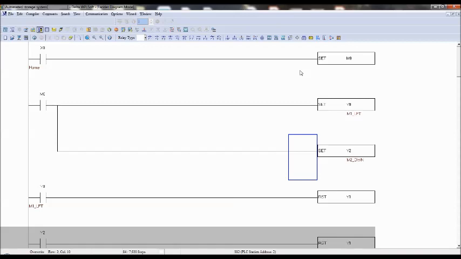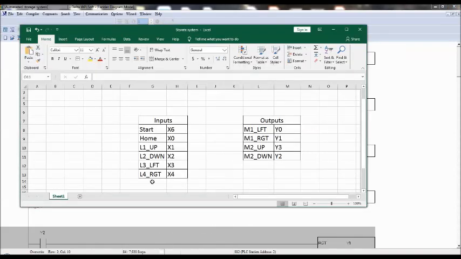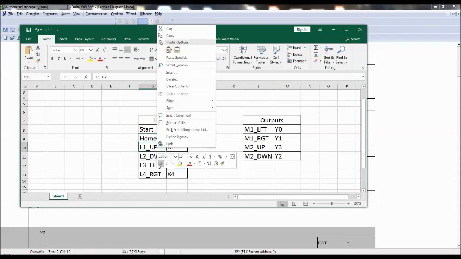First of all, I'd like to declare the inputs and outputs. So here there are six inputs, called start, home, position, or we can call it just home. Then there are four limit switches: L1, L2, L3, and L4.